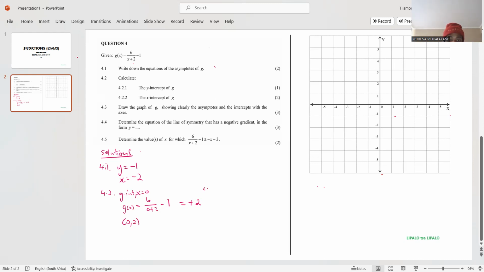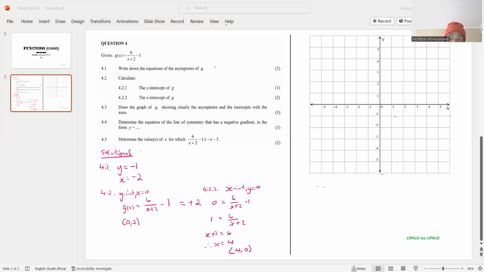And then you have the x-intercept. The value of y equals 0. So 0 being equal to 6 over x plus 2 minus 1. Then the 1 gets outside. Then you have x plus 2 being equal to 6. Therefore, the value of x is 4. So you have (4, 0). Those are the intercepts. So getting to sketch.